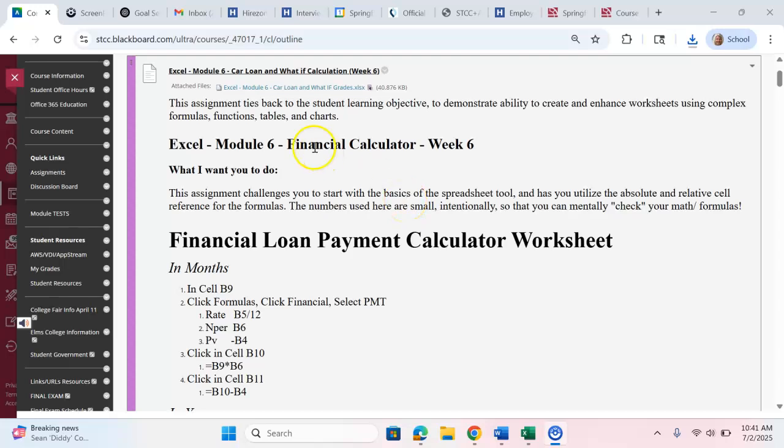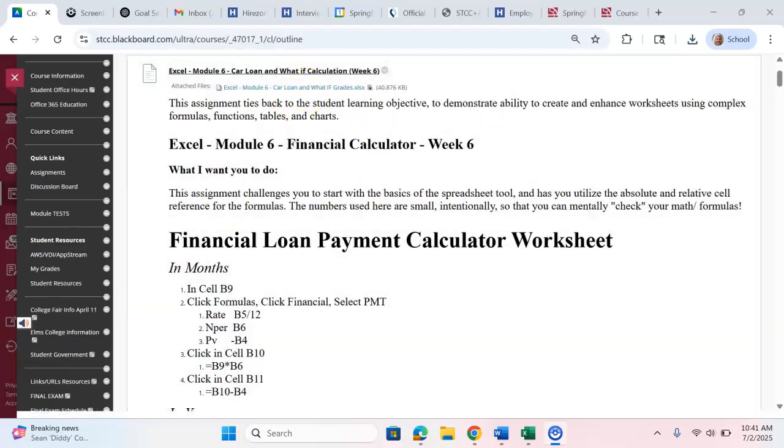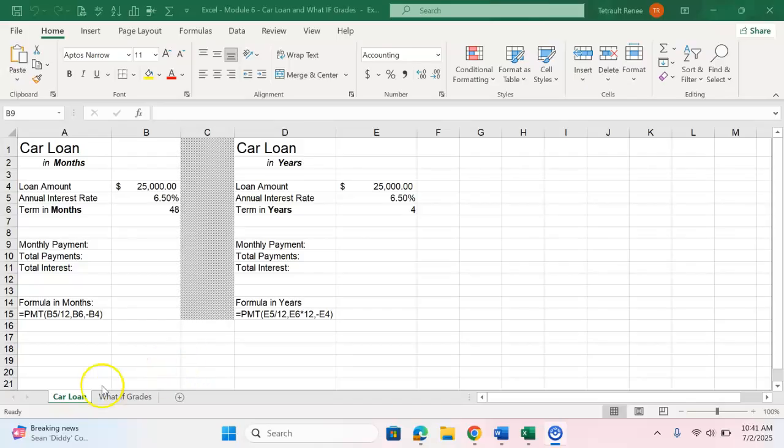Hello. Instructions for the car loan and what if calculation. Go ahead and open the attached workbook. In this workbook, there are two worksheets, car loan and what if grades.